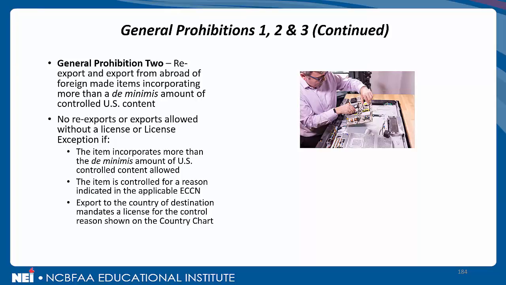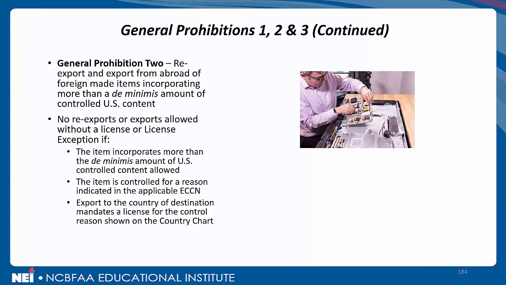So here we are again, looking at the CCL and the country chart, but in this context, talking about re-export and exports from abroad of a foreign-made item incorporating more than a de minimis amount of controlled U.S. content. So the same principles apply as we talked about in General Prohibition 1, sub-bullet points 2 and 3 here, but it's specific to exports and re-exports from abroad of foreign-made items that incorporate more than a de minimis amount of controlled U.S. content. Items that are going into the production of a final product that are controlled under the Export Administration regulations.